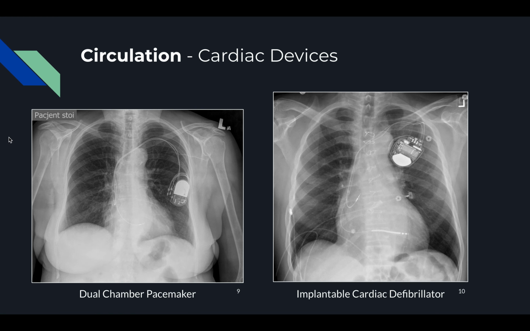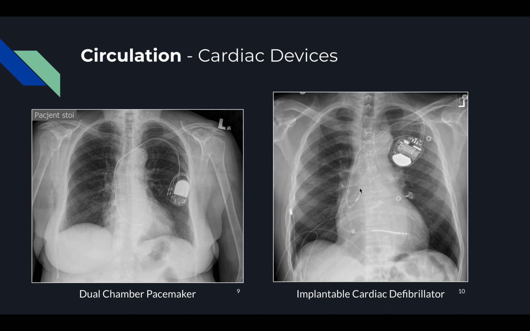The last thing to take into account as far as circulation goes for lines and tubes is cardiac devices. Like the rest of this presentation, this is not an exhaustive representation of all the cardiac devices, but two fairly common ones are a pacemaker and an ICD. On the left, this image from Radiopedia shows a pacemaker with its leads coming down, one terminating in the right atrium and the other terminating over in the right ventricle. And on the right, we have another device with its leads coming down.